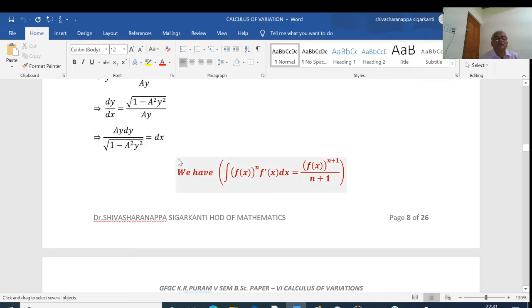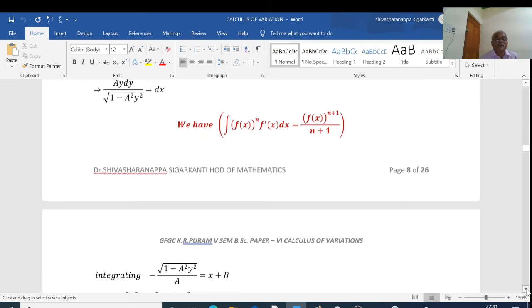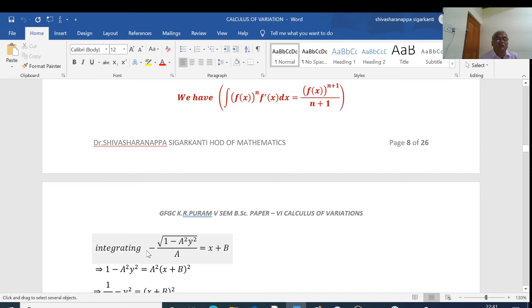So for that I have to multiply this by minus 2a, and divide that by minus 2a, and integrating as in the previous example, where we have used this formula, function to the power of n function dash x dx. After integrating I will get this one: minus of root of 1 minus a square y square divided by y is equal to x plus b.